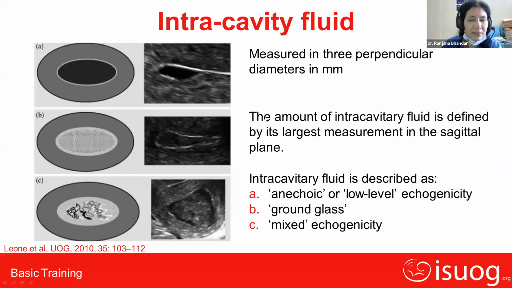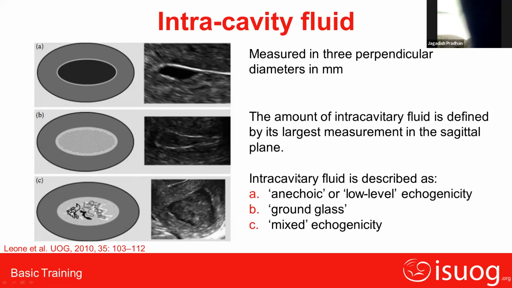Now, if there is intracavitary fluid, what will we write in our report? We have to measure in all three perpendicular parameters. First is the sagittal view. I can take the length. I can take the anterior-posterior. Then I have to make it transverse and I will take the width. But the amount of intracavitary fluid is always defined by the largest measurement in the sagittal plane. The largest measurement in the sagittal plane has to be written properly.